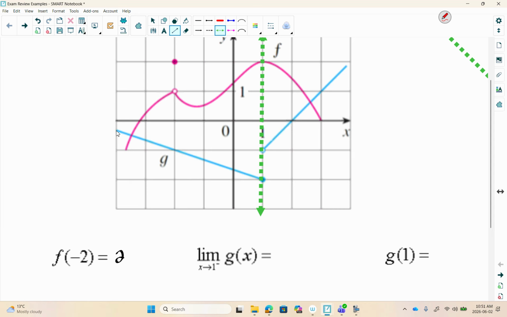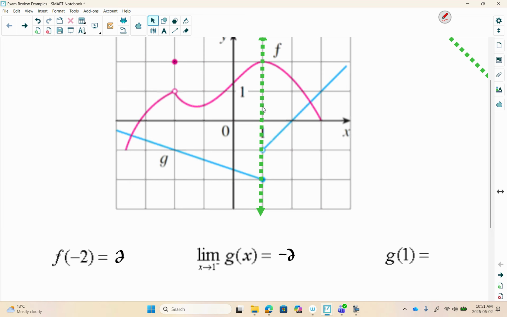All I do is I start out to the far left and I move my way back until I hit the fence or hit the straight edge. What's the height right there? -2. So the answer to this would be -2. And I just so happen to arrive at a closed dot.